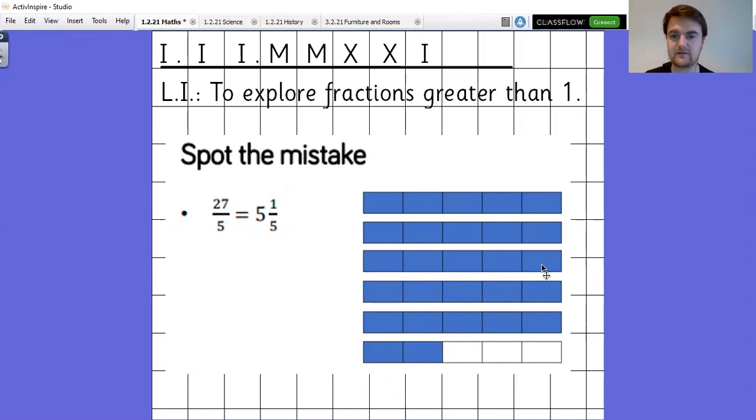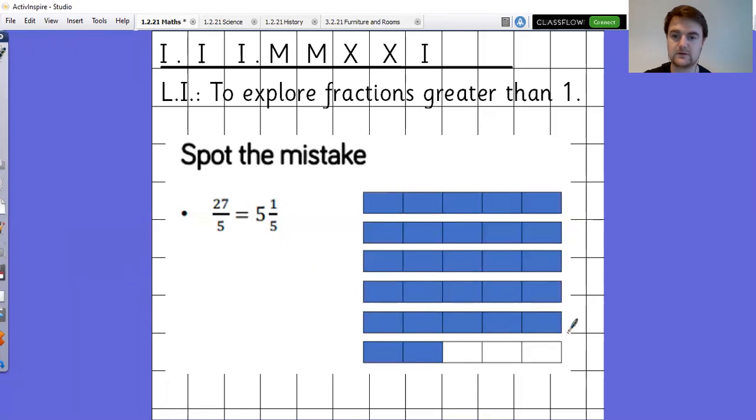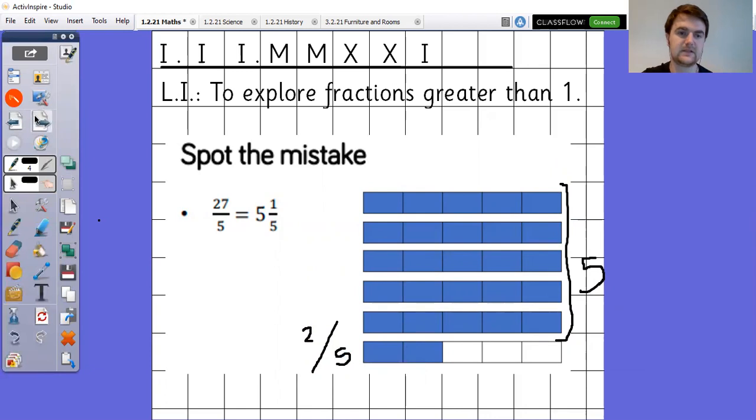So I've got 5, 10, 15, 20, 25, 26, 27. I can count to see how many wholes have been shaded in, which is 1, 2, 3, 4, 5. So I can see that I've got 5 wholes. So that part of your answer is correct. And then the remaining part should be 2 fifths. So instead of 5 and 1/5, it should be 5 and 2 fifths. Let's have a look at the next one.